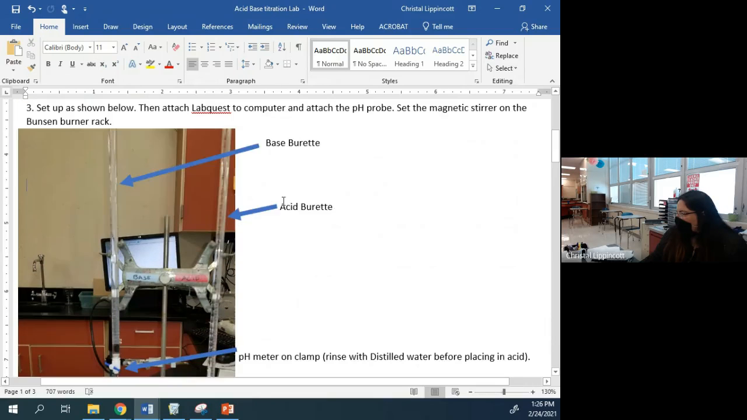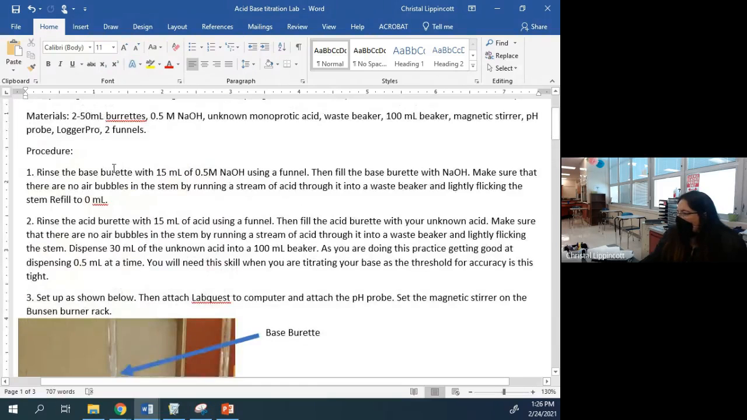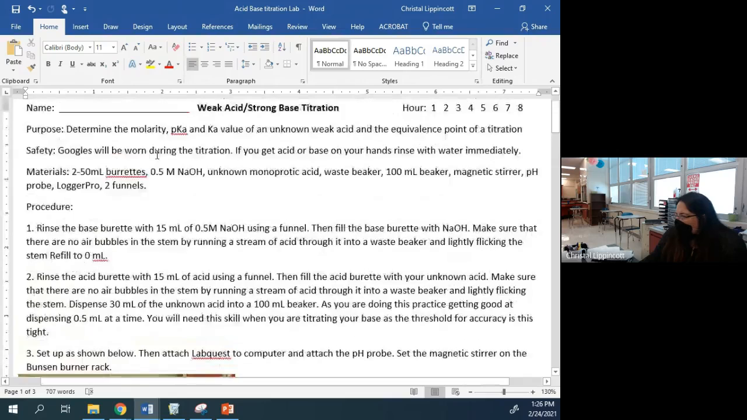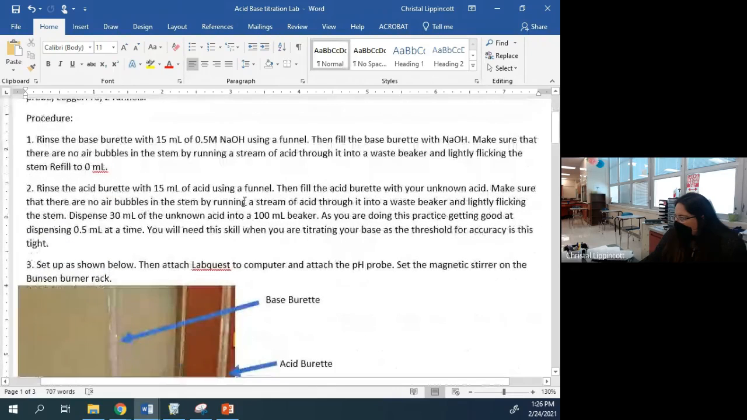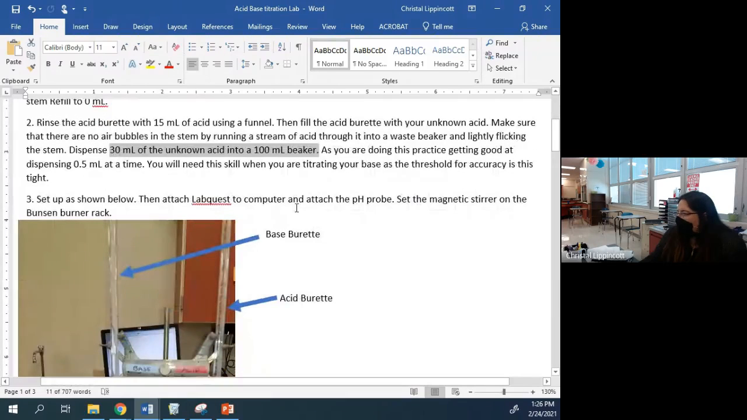So I'm going to ask you to put in the burette, blah, blah, blah. Dispense 30 mils of the unknown acid. Now, if you get 29.95 mils in there, that's okay, but you need to make sure that you document exactly how much you're starting with, because you've got to know how many moles of that you're working with.